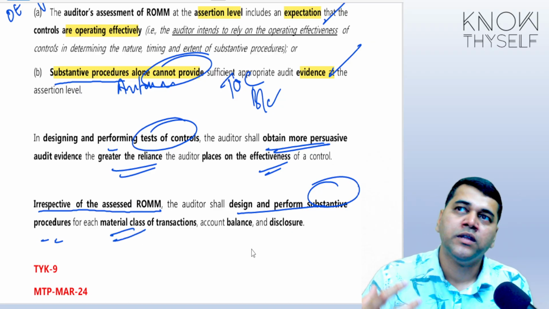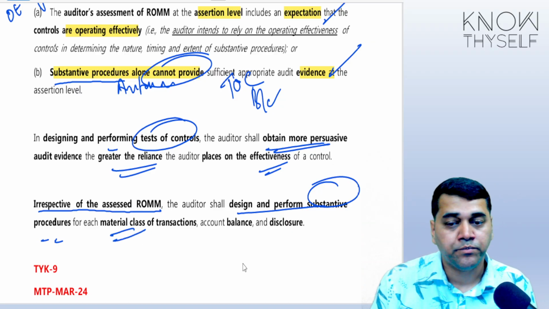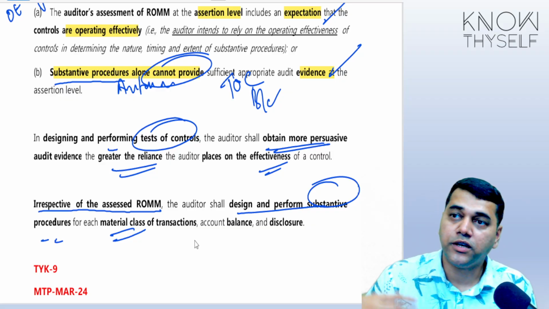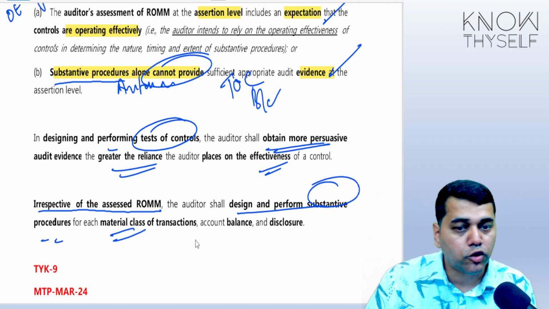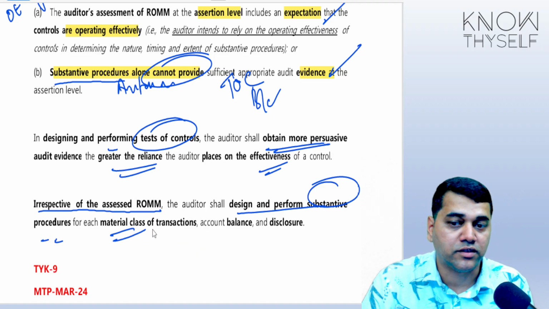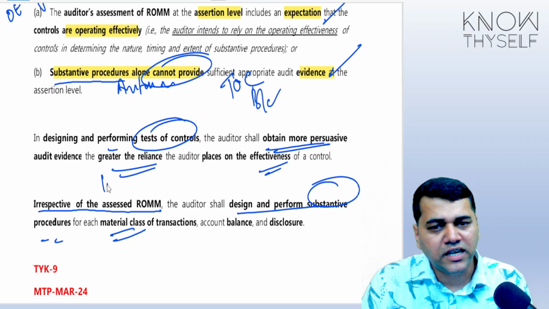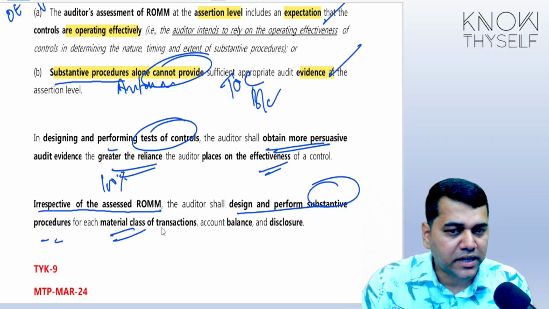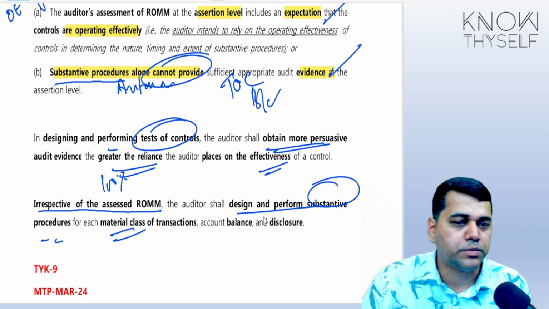of transaction. That means if, say, revenue is very high, it is a material class of transaction. Your HR employee payroll cost is very high, it's a material class of transaction. They say that don't 100% rely. At least for a material class of transaction, you have to do substantive testing.